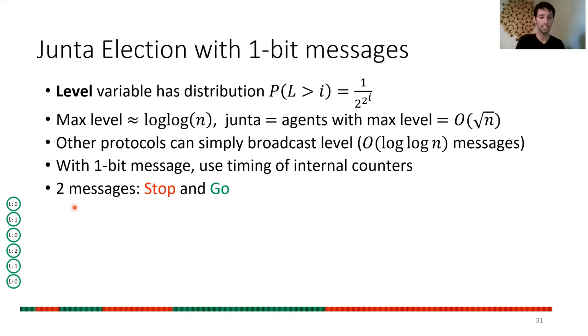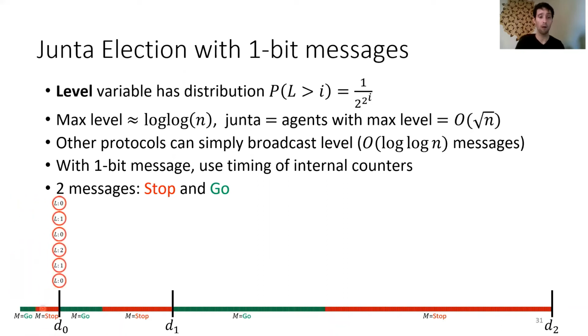And they're going to use 2 messages, stop and go. So the counter is going to be partitioned into green regions where they broadcast go, and red regions where they broadcast stop. And at the end of the red regions, there's a special location we call a door. And the way the protocol works is the agents simply count their interactions, increment their counters. However, if they reach a door, if their level is greater than the door, they can simply keep counting. But if their level is less than or equal to the index of the door, they have to meet a green agent before proceeding. So in this case, the agents of the higher level will become green, and they will pull all of the rest of the population with them.